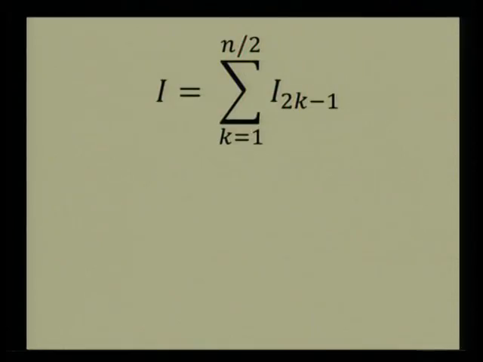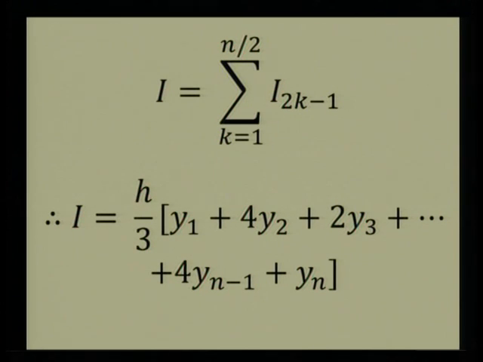And hence, the summation is now done from k equal to 1 to n by 2, Ik. N by 2 because now we are halving the total number of intervals, since we are considering 2 strips at the same time. On simplification, we have I equal to h by 3 multiplied by y1 plus 4y2 plus 2y3, so on and so forth, plus 4yn minus 1 plus yn for the n intervals. This is the Simpson's 1 by 3 rule.